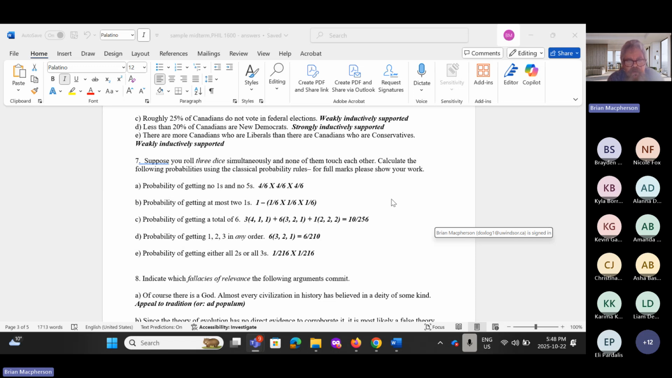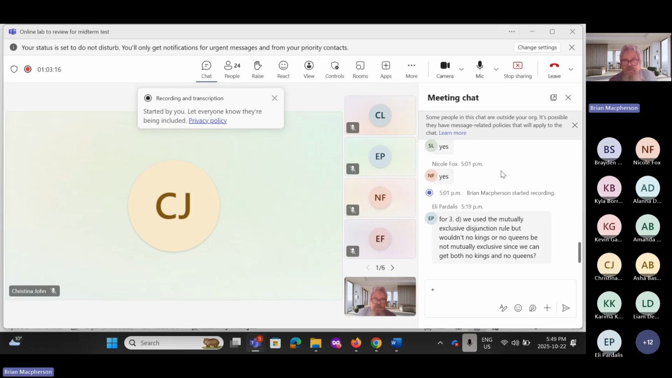Okay, so 3 typos. In C, it should be 10 out of 216. D, it should be 6 out of 216. And E should be 1 out of 216 plus 1 out of 216, or 2 out of 216, okay? So those are the probability problems. And if everybody's good with that, then we'll go on next to the fallacies. Okay, so let me see any questions or concerns. Okay, looks like everything's good.